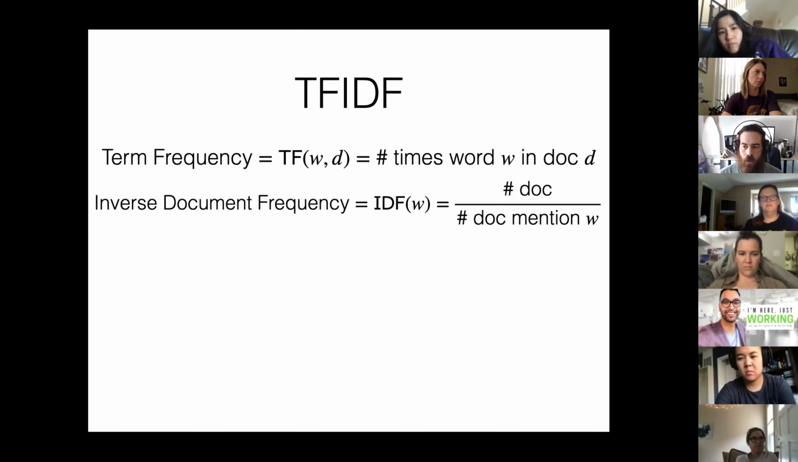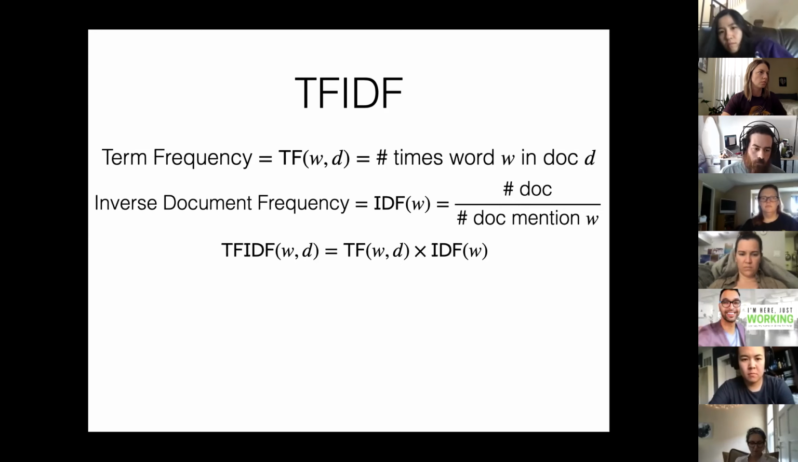The inverse document frequency is this fraction over here. It's the total number of documents in the collection divided by the total number of documents that mention this word W, okay? So this is a function that takes a word in a document, and this is a function that takes just a word and the whole collection of documents. The TF-IDF is just these two quantities multiplied together.